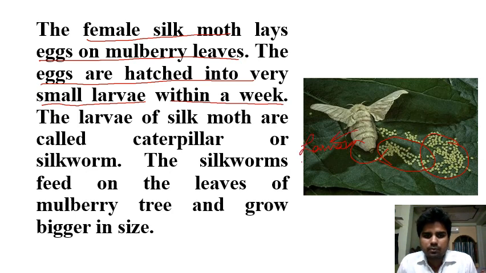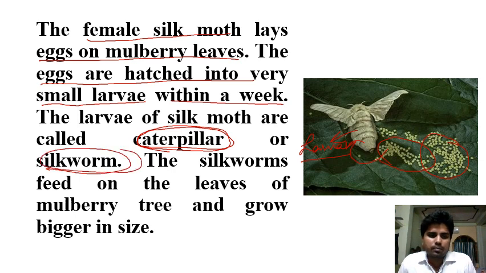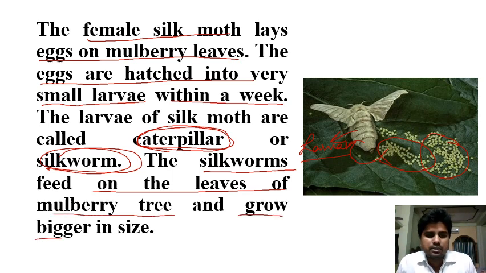And what is the name of the larva? The larva of the silk moth is called caterpillar, or silkworm. The silkworm feeds on the leaves of the mulberry tree and grows bigger in size. So the silkworms will eat the mulberry leaves and they will grow in size. Clear, students? Is there any problem?